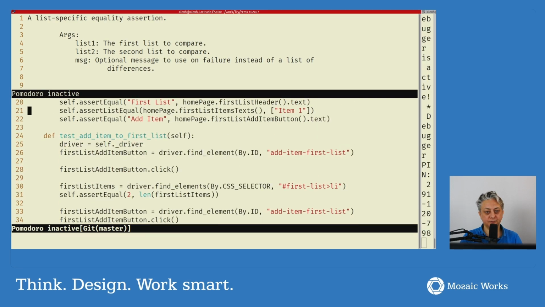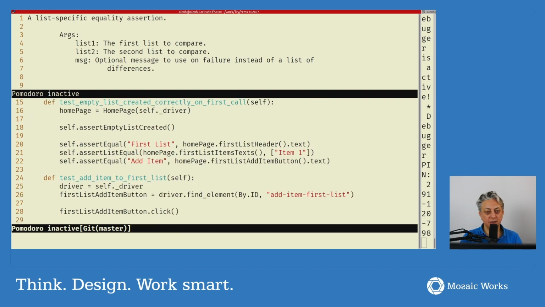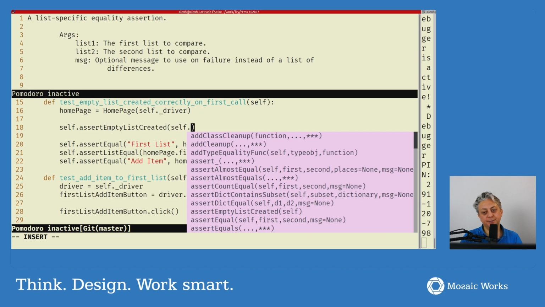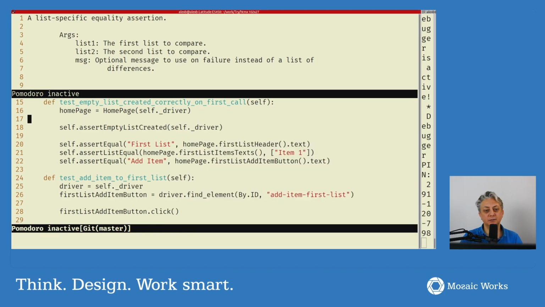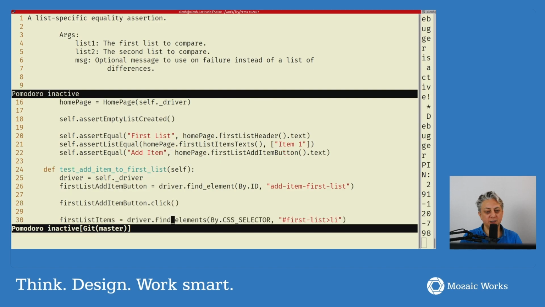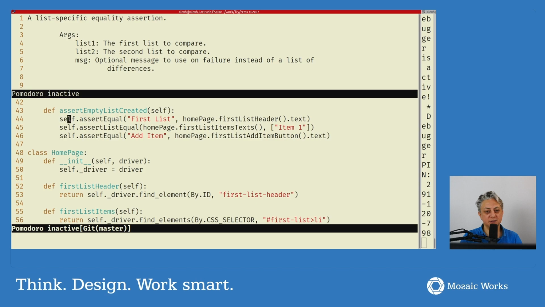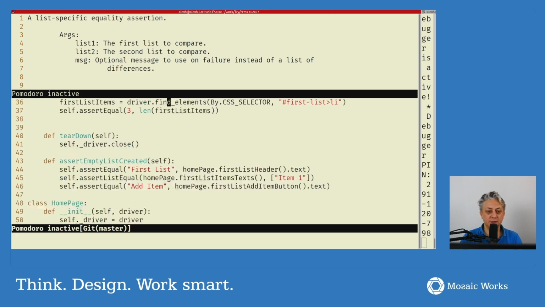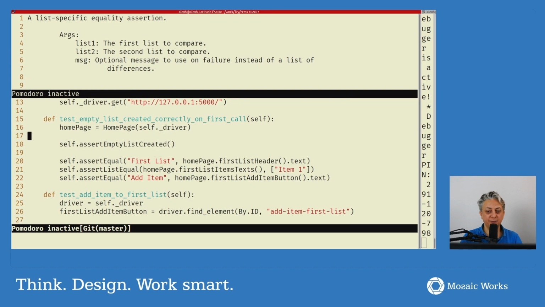All right. And yeah, we need to, well, do we need to? I'm thinking about coupling between the assert empty list created and the class. And I think it needs two things. It needs assert equal, assert list equal, assert equal. So it needs access to these things. And I think these things are implemented in a test class. And then it needs access to the driver. So now question is, do we pass in the driver or do we pass in the home page? I will pass the home page for now.